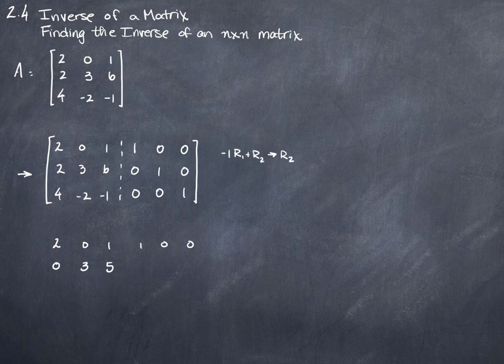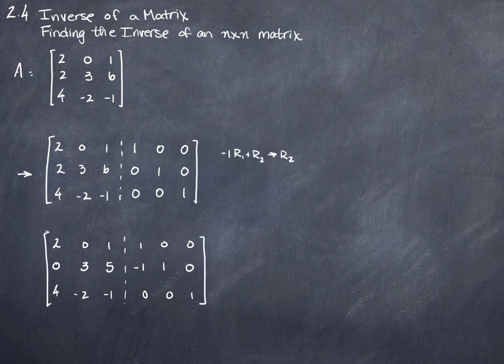So now I have negative 1 times 1, which is negative 1. Add that to row 2. Negative 1 times 0 plus 1. Negative 1 times 0 plus 0. And then row 3 does not change. Negative 1, 0, 0, 1, and that's my new matrix.